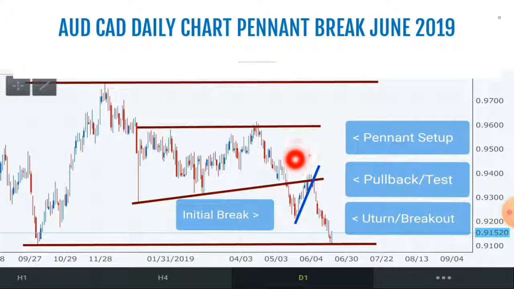So this was a setup in terms of the consolidation breakout. As you can see here, the market broke out of the support boundary, below the support boundary initially, but then pulled back to test the broken support boundary before U-turning to continue the breakout bearish and break this counter trend line that was formed as part of this temporary pullback.